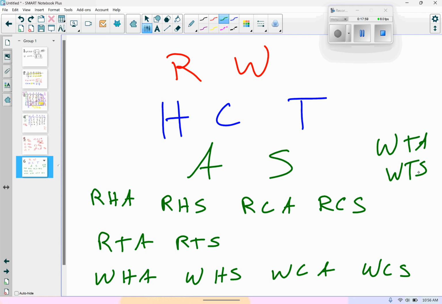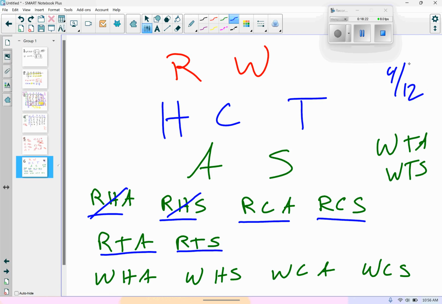Okay. What's the probability of getting a sandwich that has rye bread but not ham? So 4 out of how many do we have there? 1, 2, 3, 4, 5, 6, 7, 8, 9, 10, 11, 12. We have a 4 in 12 chance.